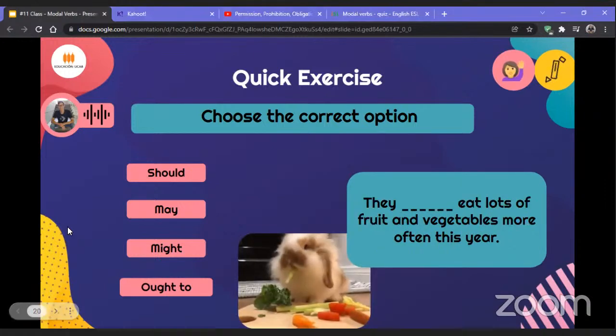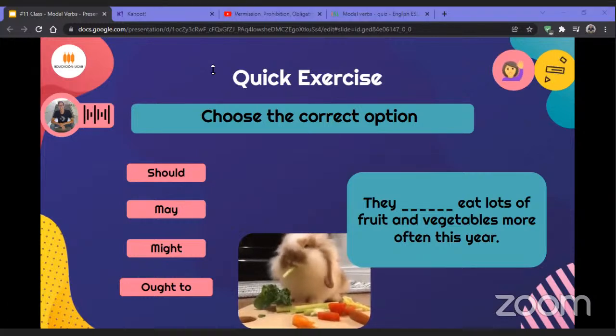Let's see, Leticia. Your turn. Hello there. Leticia, are you there? Leticia. No worries. Yes, I'm here. Okay. Read the sentence and tell us the correct answer of the one that you think is the correct one. Maybe. Okay. I will say no, not right now.